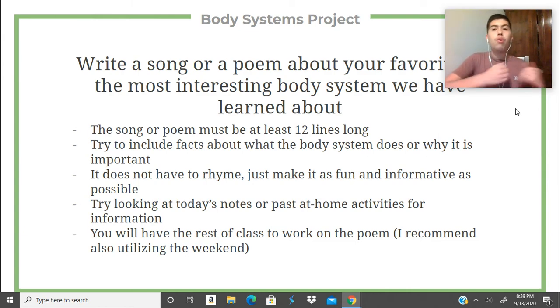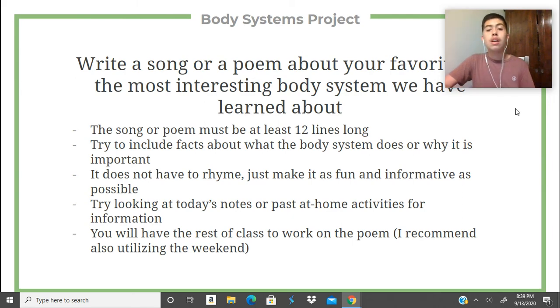And then if you want more information, just try looking at today's notes that we took. Today's notes were very brief, but they serve as a good overview for writing about the body systems. Or go to the past at-home activities, and each of these activities will have a lot more information about specific body systems, and then you can reference them for more information.